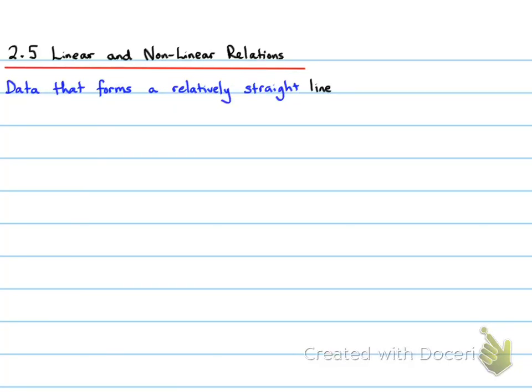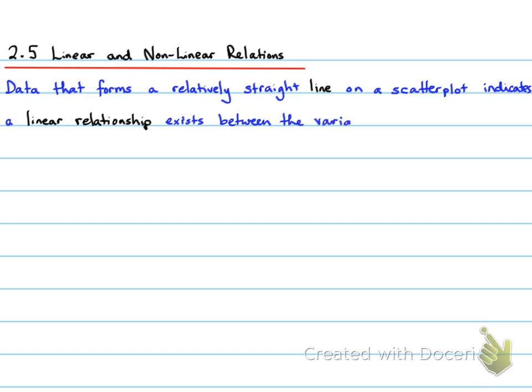All right, 2.5, linear and nonlinear relations. Now, with linear and nonlinear relations, we need to look at the data that we're performing on a scatter plot. Data that forms a relatively straight line on a scatter plot indicates that a linear relationship exists between the variables.